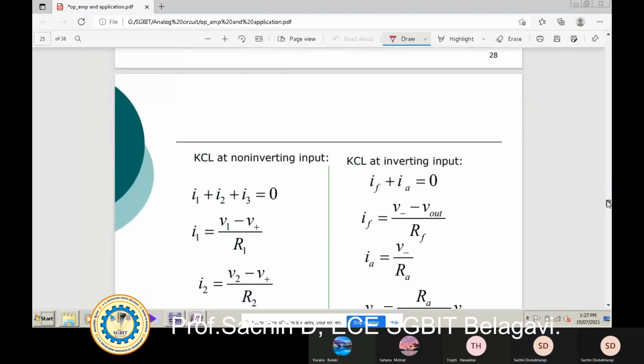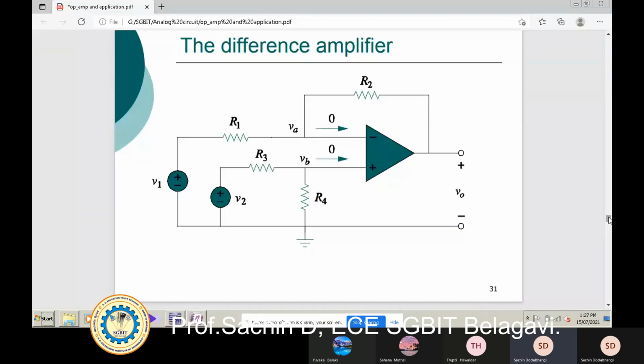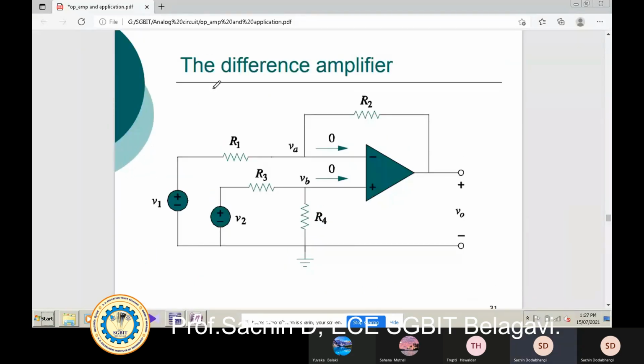If you are not understanding some topics, you can let me know. So this is the difference amplifier. You can see it is the combination of an inverting amplifier and a non-inverting amplifier.